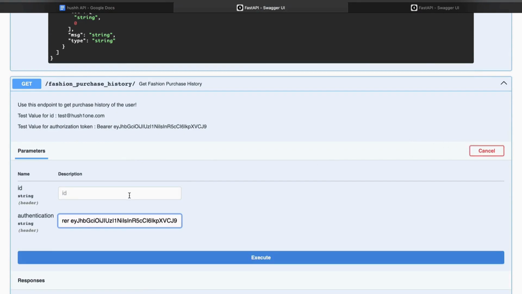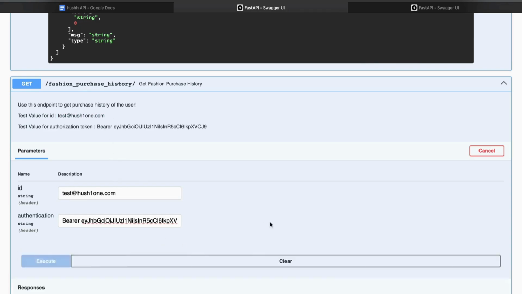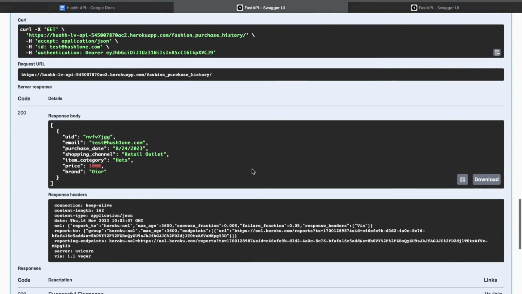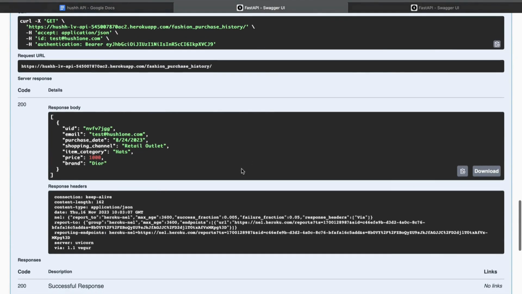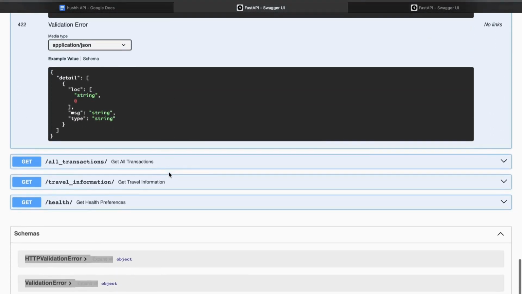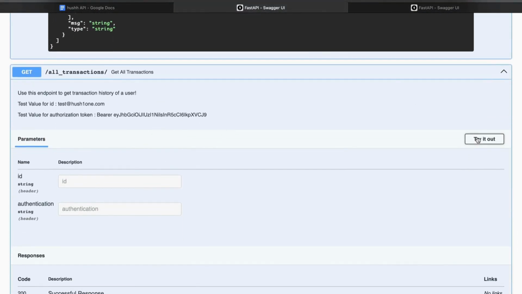Similarly, we have an endpoint for the fashion purchase history, which gives you obviously the ID, email, and those basic things. But apart from that, it gives you the details of past purchases of a customer. You can get the purchase date, the shopping channel, which means whether they shop at a retail outlet or using a website, the category that they shopped, the price of the article, and the brand.